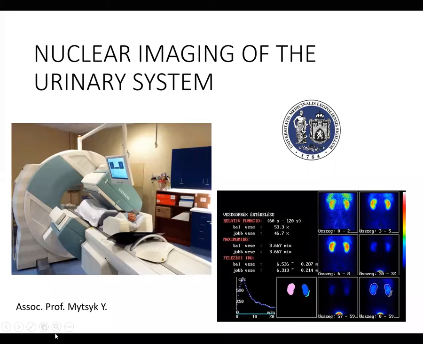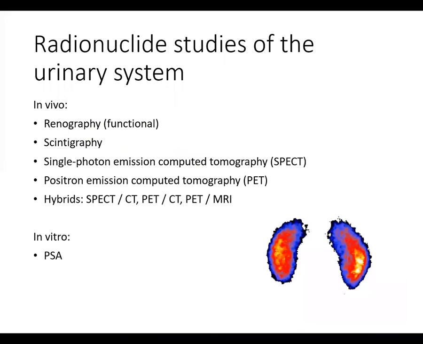The second part of the lecture is dedicated to the nuclear imaging of the urinary system. In case of urinary system pathology, the application of nuclear imaging is relatively frequent. Radionuclide studies of the urinary system are classified as in vivo and in vitro.